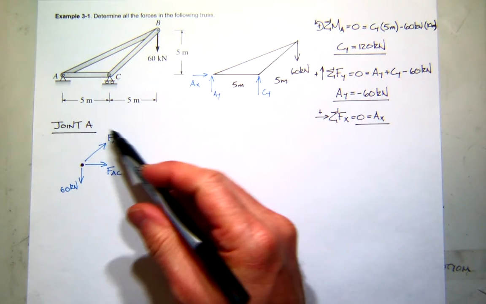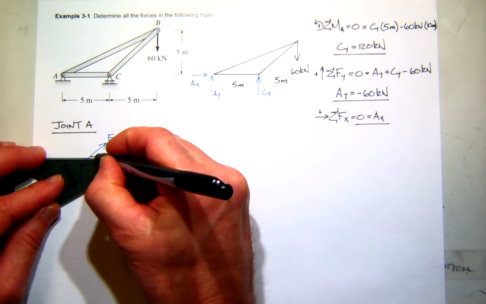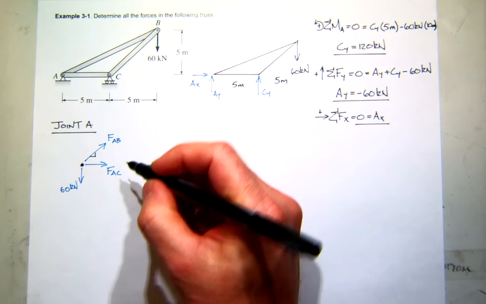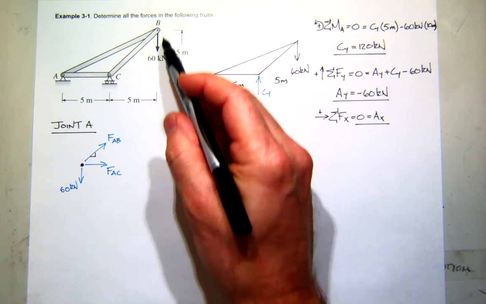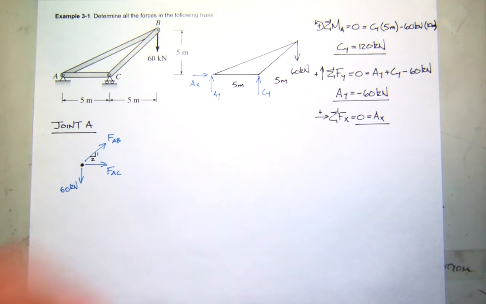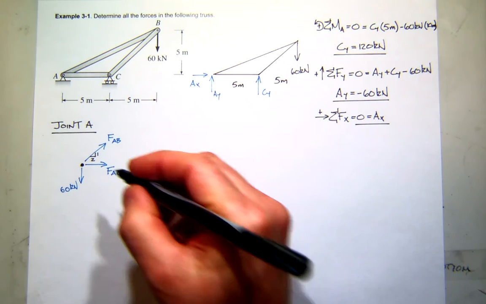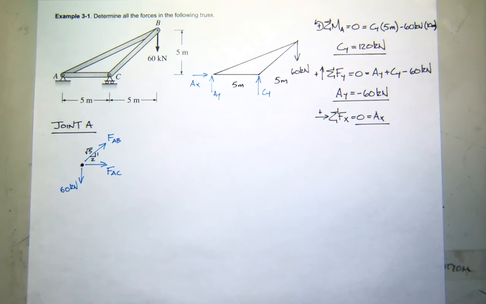I can write two equations of the joint. I have two unknowns. What's this rise over run here, just so I can get my geometry? It looks like that element goes 10 to 5, right? So that's really 2 to 1. So what would the hypotenuse be? Square root of 5. You guys see that? So I'm going to use that when I break my components down.